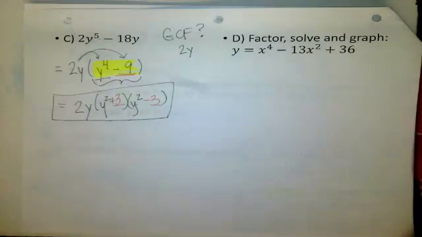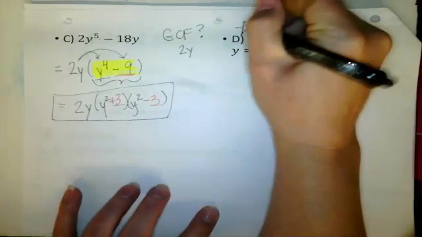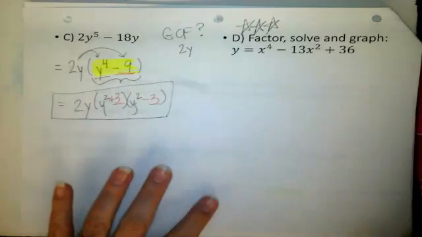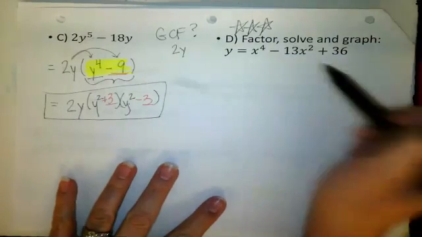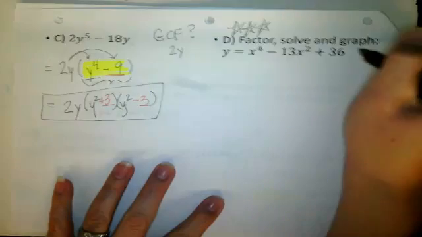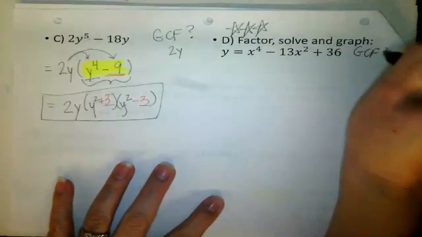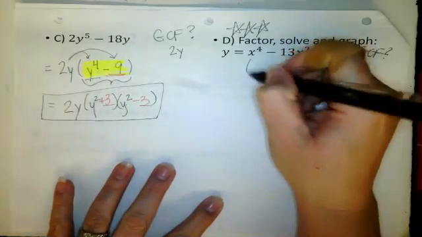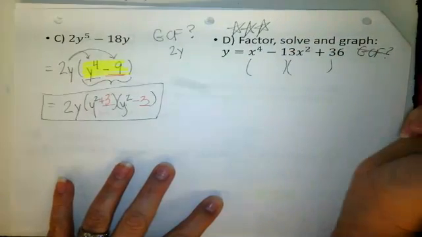All right, this last one again: factor, solve, and graph. Again, this is just like what you're going to see tomorrow. We're going to not only bubble everything, but then find the x-intercepts and then graph them. So this is a trinomial. Rule number 1, is there a GCF? No GCF. So then we're going to go ahead and try to double bubble.